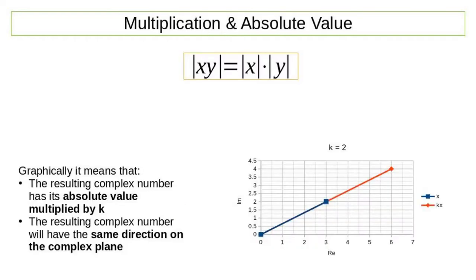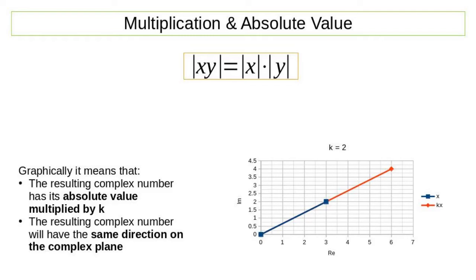There is an important rule you should remember about the absolute value and the multiplication of complex numbers. This rule states that the absolute value of x times y is equal to the absolute value of x times the absolute value of y. Of course, this rule holds also for the multiplication of a complex number with a real number. Let's represent this case graphically.